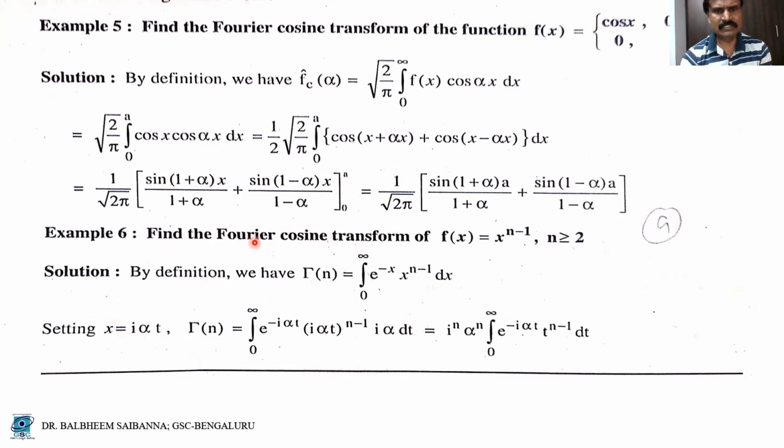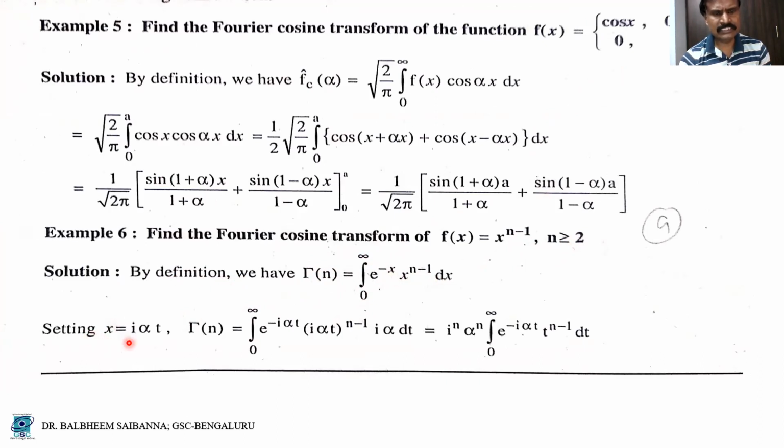One more example. Find the Fourier cosine transform of the function f of x equal to x to the power of n minus 1, where n is greater than or equal to 2. By the definition, we have the gamma function: gamma of n is equal to the integral from 0 to infinity of e to the power of minus x, x to the power of n minus 1 dx.